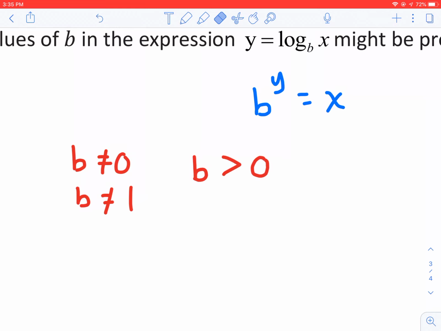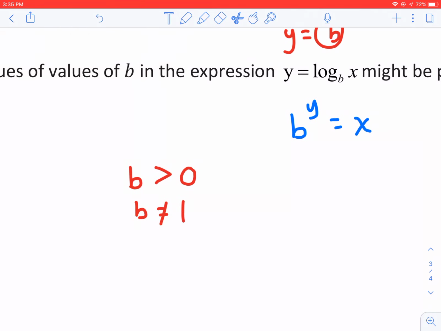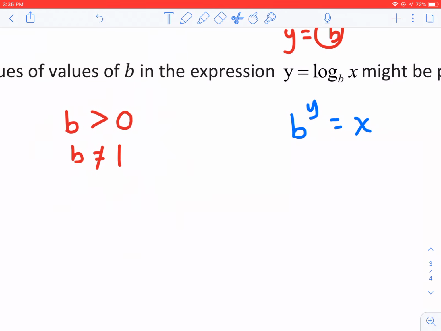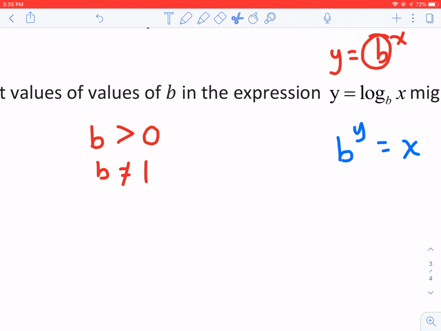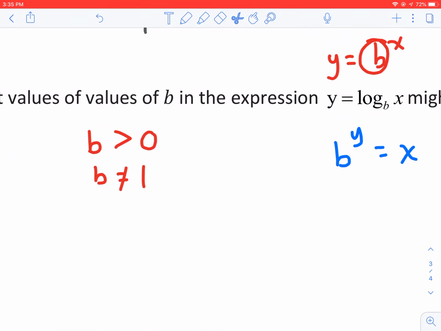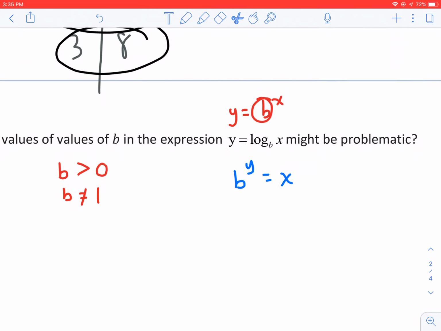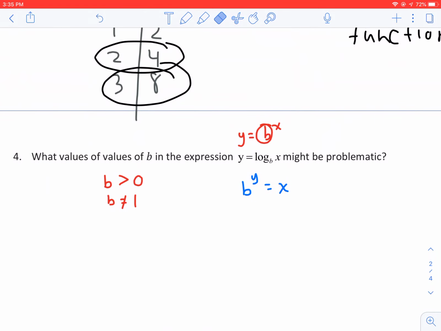All right? We could say greater than or equal to 0, but then b can't equal 0, so I can actually just combine it with this statement. And this is saying b can't be negative, b has to be also greater than 0, and b also can't equal 1. All right?